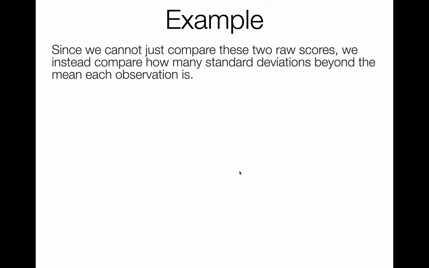We can't compare these raw scores. We instead need to compare how many standard deviations beyond the mean each observation is. I know that's weird language, but the interpretation of a z-score is how many standard deviations from the mean an observation is. So we just need to find z-scores. Whichever one has the highest positive z-score did better. For Pam, I do 1,800, her score, minus the mean, divided by the standard deviation. Her z-score is 1, and Jim's z-score is 0.6. So who did better? Pam.